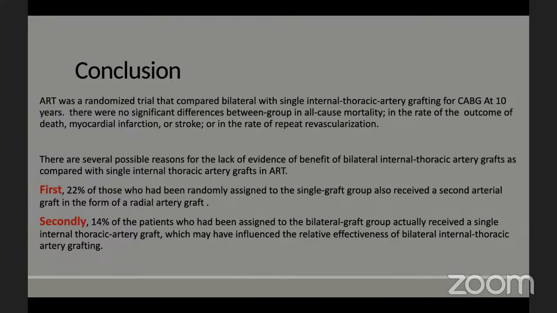There are several possible reasons for the lack of evidence of benefit of bilateral internal thoracic artery graft as compared with single internal thoracic artery graft in ART. First, 22% of those who were randomly assigned to the single graft group also received a second arterial graft in the form of the radial artery graft. Secondly, 14% of the patients who had been assigned to the bilateral graft group actually received a single internal thoracic artery graft, which may have influenced the relative effectiveness of the bilateral internal thoracic artery grafting.